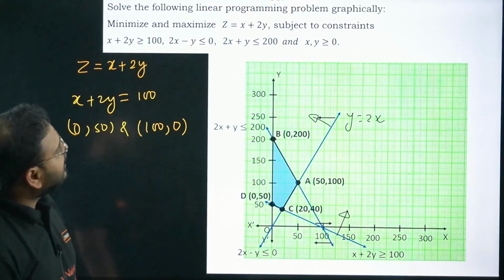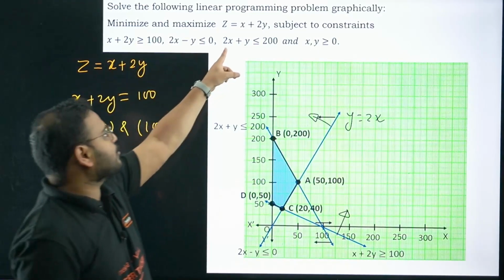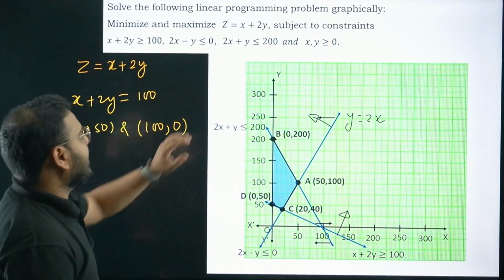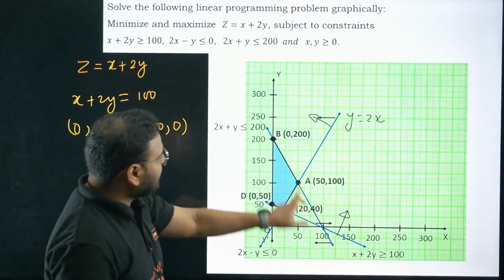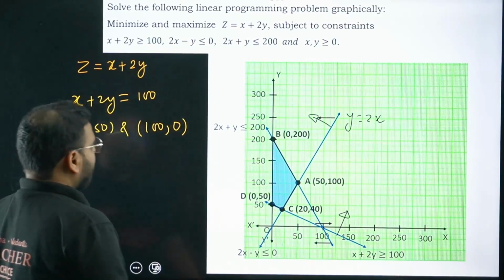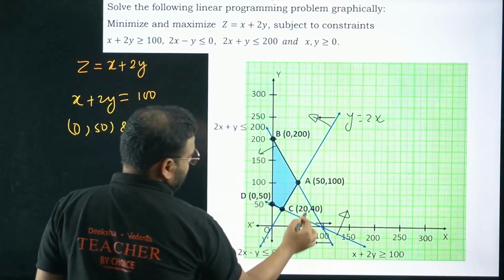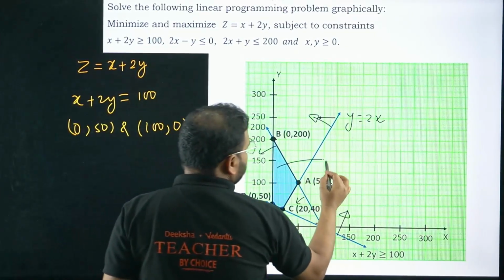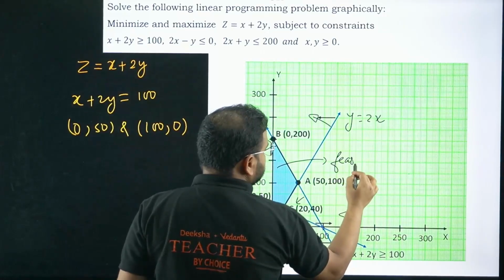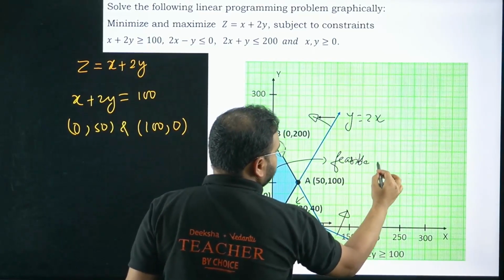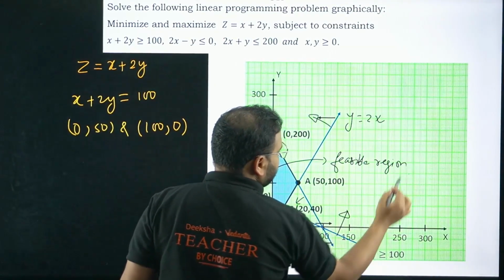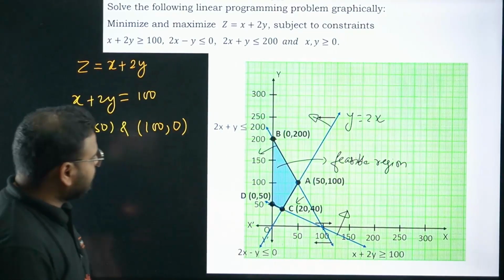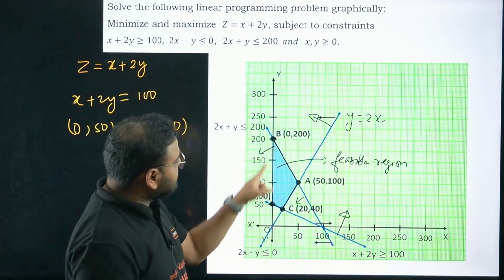2x plus y less than 200. Same way, put x equal to 0 over here, you get y as 200, and y 0 means x is 100. So same point, this line. Less means, of course, below this line. Okay, so we have this as a feasible region. So this will be your feasible region.